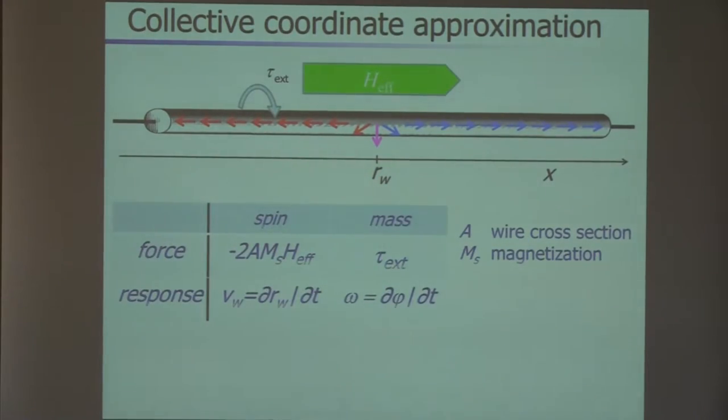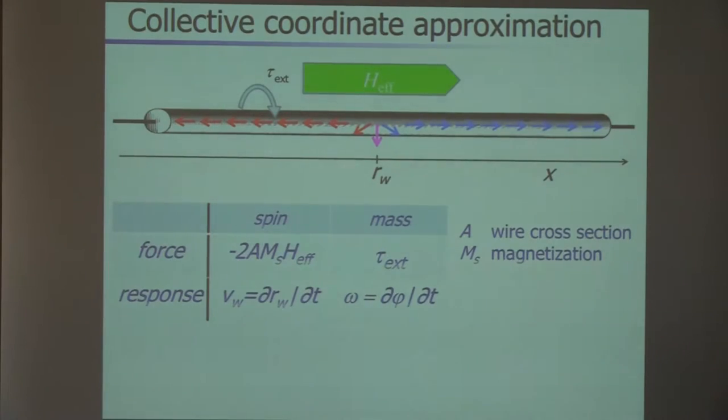Now, we can calculate these equations easily if we go to the collective coordinate method, where this whole magnetization is parameterized just by the position of this domain wall. So, how can we excite such a system? We can do this with a magnetic field, or we can do this with a mechanical torque which rotates the wire. The response of the system is the velocity of this moving domain wall under these two forces, or the rotational velocity, the mechanical velocity of this wire.